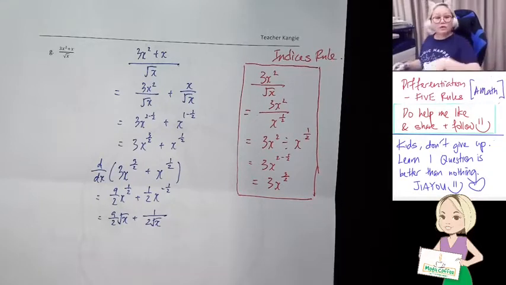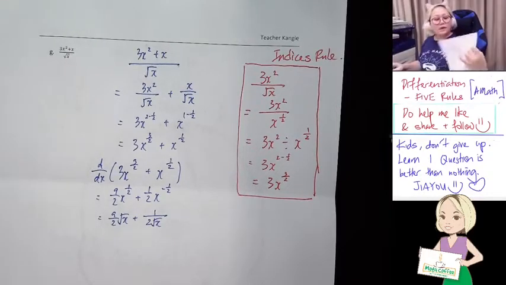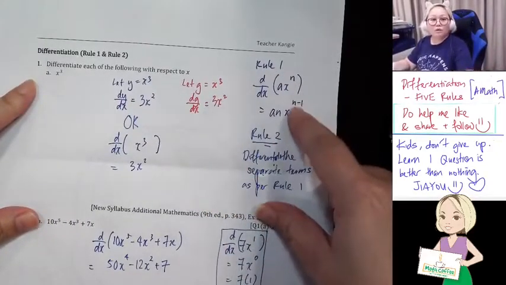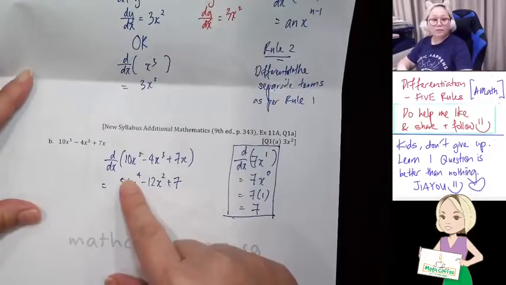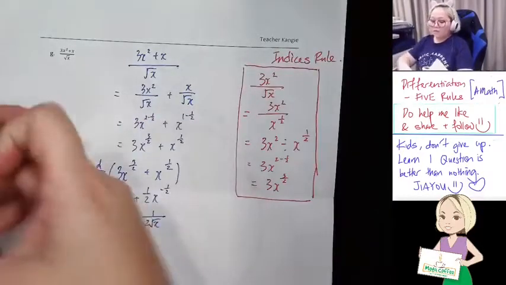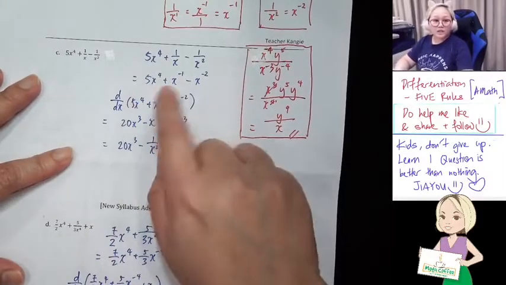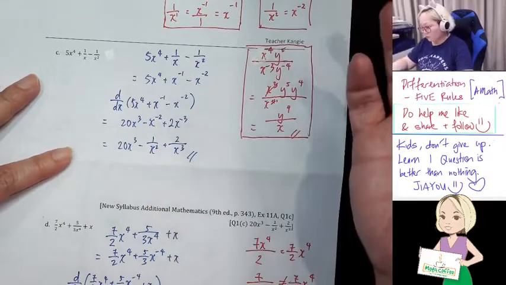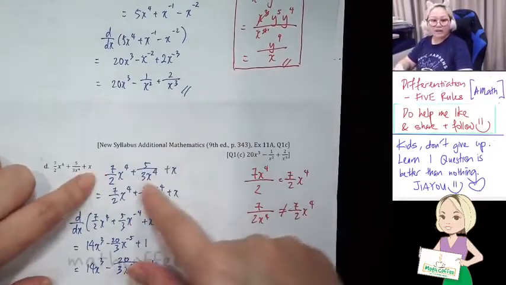So over here, do all students understand? Before I go to rule 3, let me recap a bit. Basically rule 1 is just power bring down, and then power minus 1. Right? And then rule 2 simply means that for many terms, just apply rule 1 for each of the terms. And over here, when you see a fraction, what you need to do is just change it to the index form before you differentiate. And then you just apply rule 1 and rule 2. It's just that here we deal with some fractions.